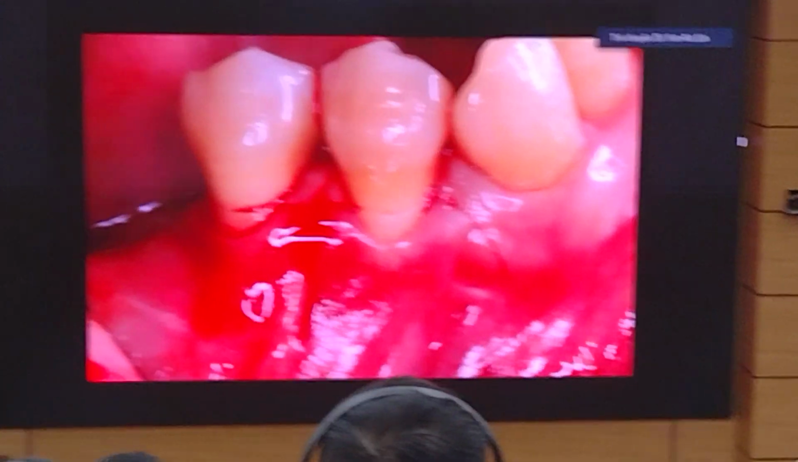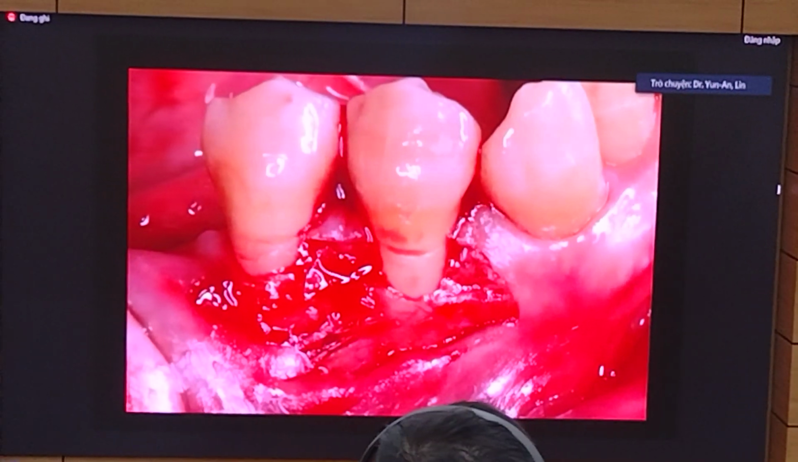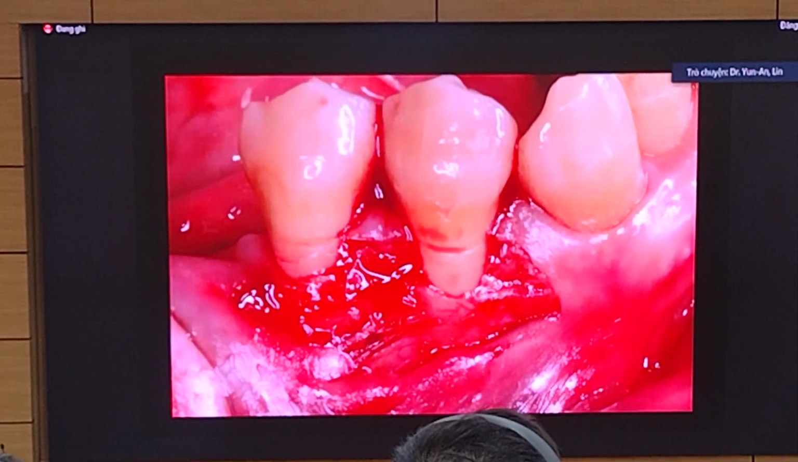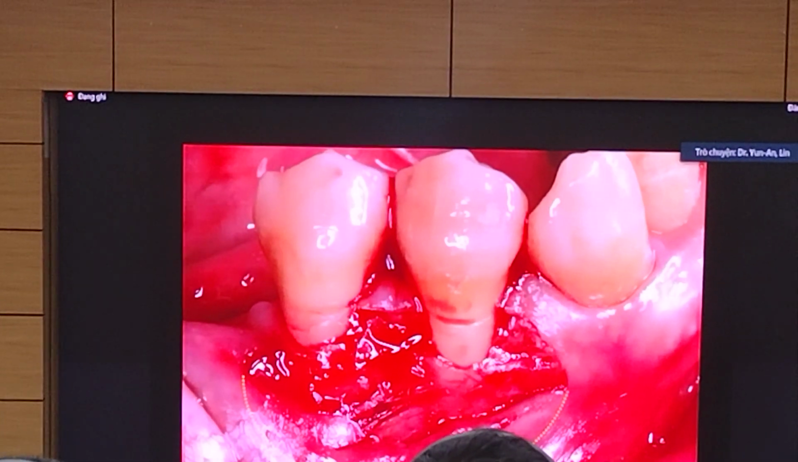Side of the tooth 45. On the distal side, partial dissection was performed, and we created the recipient site. The airflow pouch was prepared, and we created a flap.